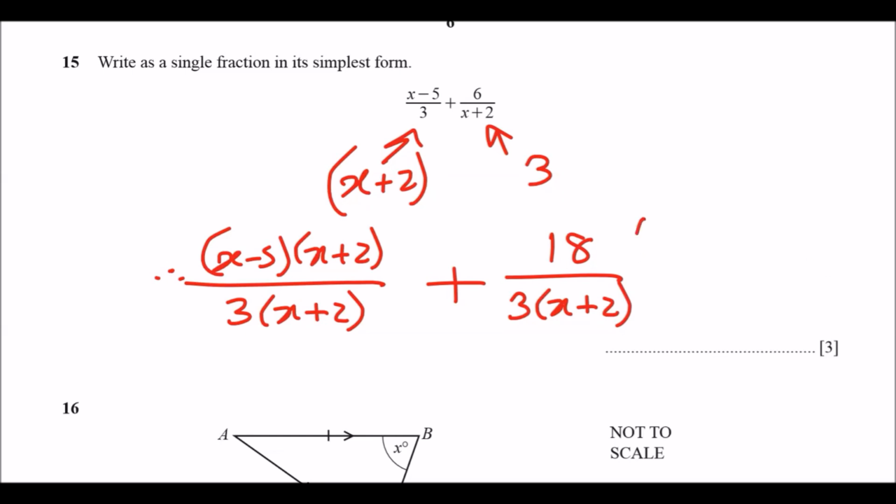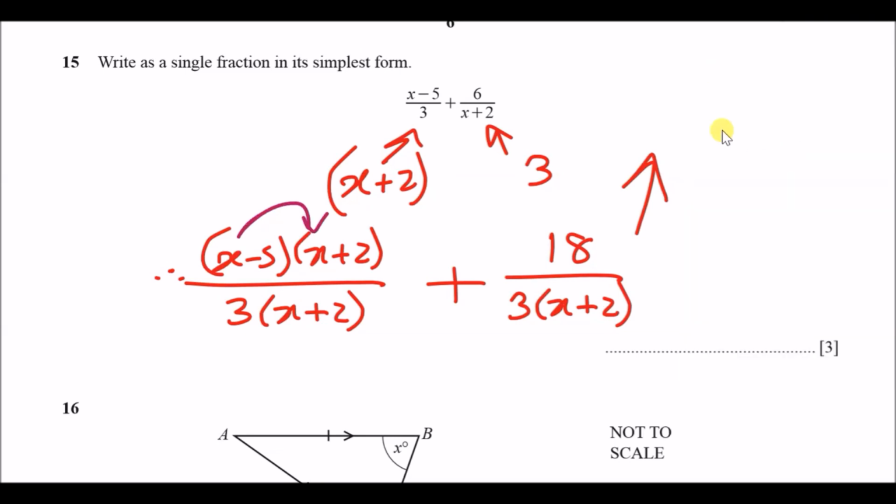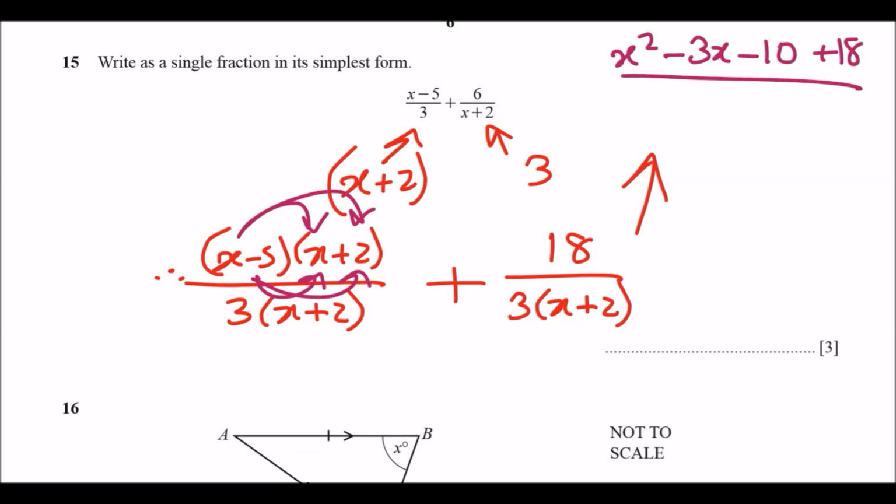Now to finish this off, all we have to do is expand this double bracket. So using that FOIL method, we just do x times x and then x times 2, minus 5 times x and minus 5 times 2. And this will give us, let's do it over here, x squared plus 2x and then minus 5x, that gives us a minus 3x minus 10. And then we can add it to the next fraction, which is plus 18. The reason why is because since you've got common denominators, you can just combine the top. So this left side plus the right side, and all of that over 3 times x plus 2.